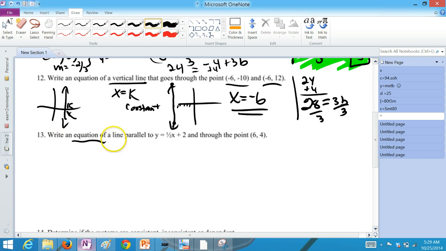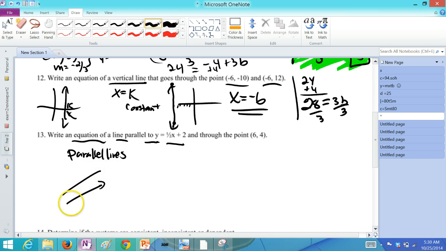If you want to write the equation of a line that's parallel to another line, we know that parallel lines have the same slope. They're sloping in the same manner, which makes them parallel, the fact that they'll never intersect. So if this line has a slope of 1/2, then yours will also have a slope of 1/2.